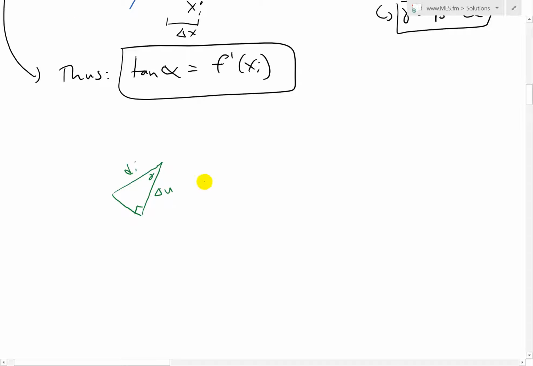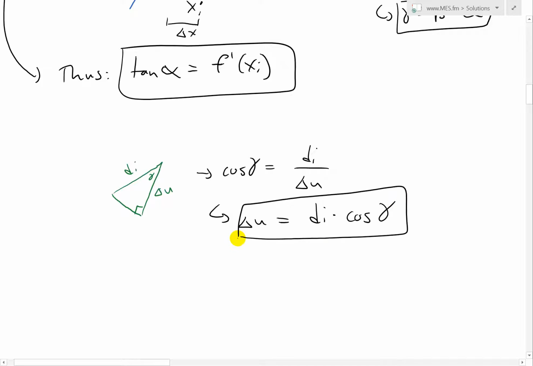So first let's just write in terms of di. The cosine of this theta is just equal to adjacent over hypotenuse. Adjacent is di over this delta U. So our delta U is equal to di times cosine theta, like that.